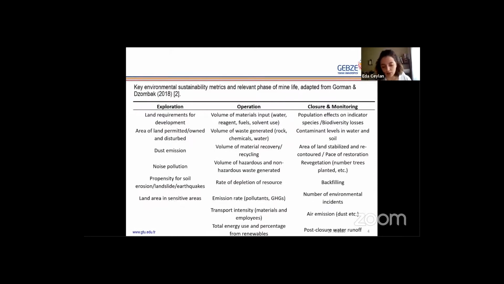In this slide, you can see the main environmental concerns related to the mining industry. Generally, dust emission and noise pollution occur during the exploitation phase, while high-volume waste is generated in the operation section. Greenhouse gas emission and hazardous waste are also generated. In the closure and monitoring phase, pollution monitoring is carried out in underground and surface water and soil in terms of contaminant levels.